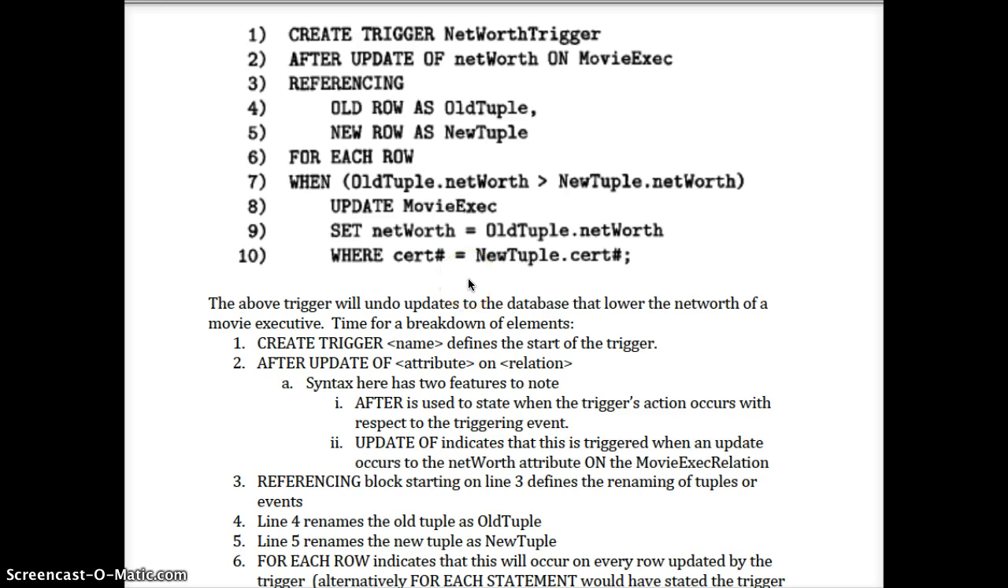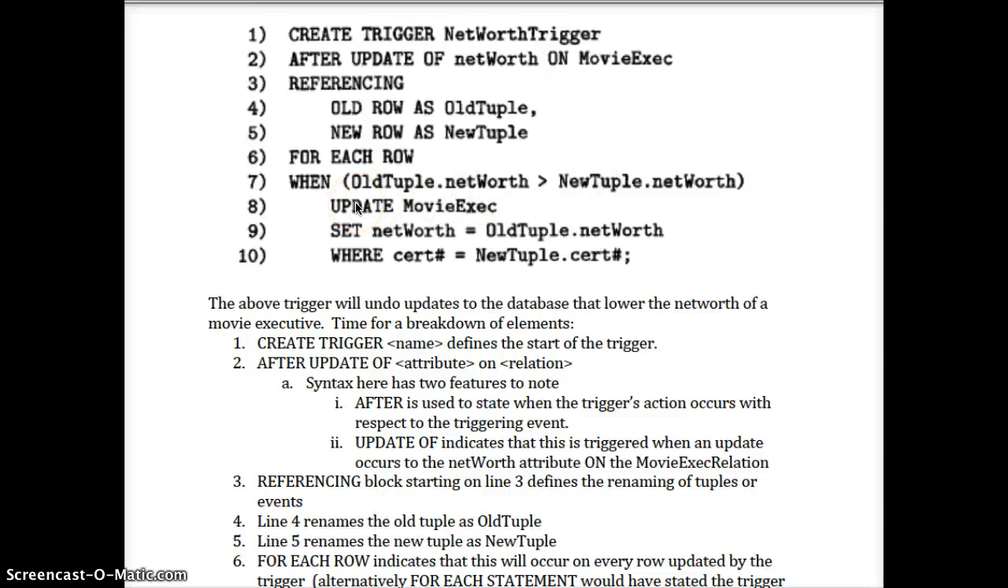If, on the other hand, we have it being for each statement, then whatever happens with the check, the conditional, and the response only happens one time. Okay? So now we get to when. When defines the start of the conditional. Old tuple.networth is greater than new tuple.networth. So anytime the movie executive's net worth drops below the old amount, we then have to respond.